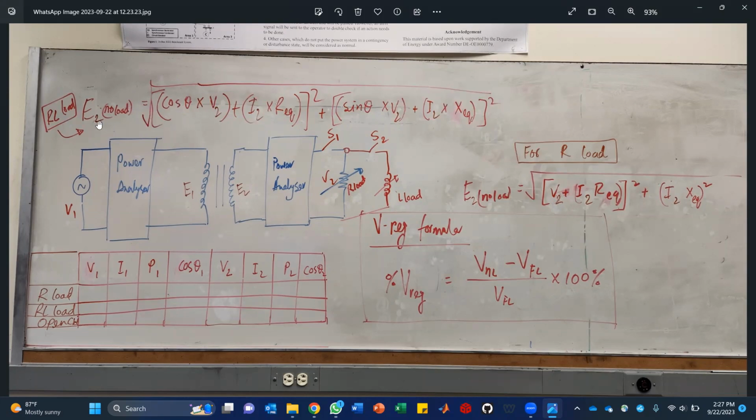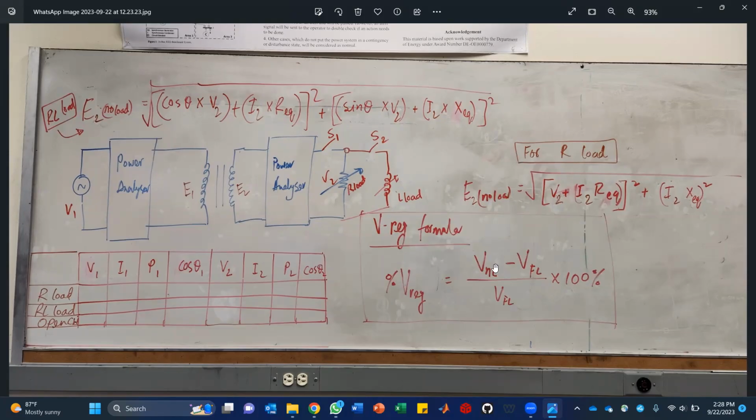So we'll compare whether this E2 and this E2 and this V2 are the same or not. That is one of the tasks. So we'll observe, for R load, what is the voltage regulation? For RL load, what is the voltage regulation? We'll compare the results. We'll see what the errors are. We'll try to find out what the errors are.